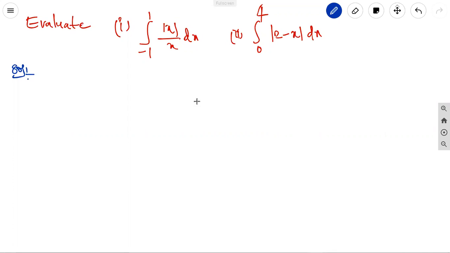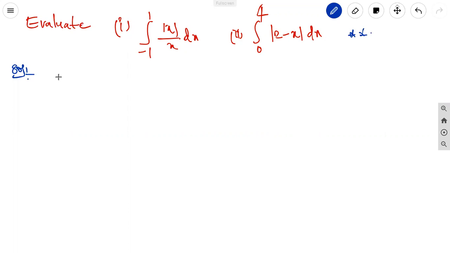We are discussing some problems on the properties. Evaluate: the first question, the integral from minus 1 to 1 of mod x by x dx. Second one, the integral from 0 to 4 of mod of 2 minus x dx. For mod values, we just concentrate on where it is negative and where it is positive.